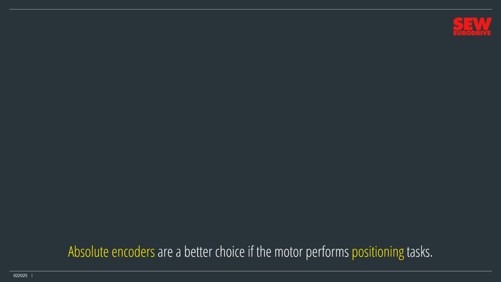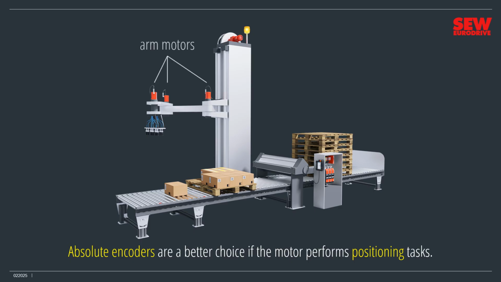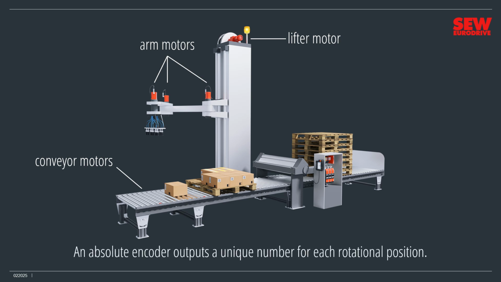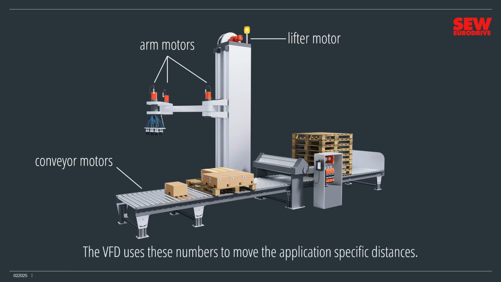Incremental encoders are excellent for speed monitoring, but absolute encoders are a better choice if the motor performs positioning. Positioning applications can be much more demanding than those that just run the motor at different speeds. This palletizer contains multiple motors that must move a specific number of turns to transfer boxes from the conveyor onto the pallet. Unlike an incremental encoder, which outputs pulses as it turns, an absolute encoder outputs a unique number for each rotational position. The VFD uses these numbers to move the application's specific distances.